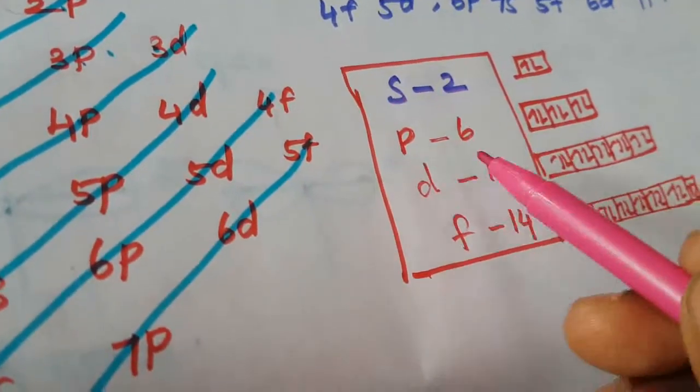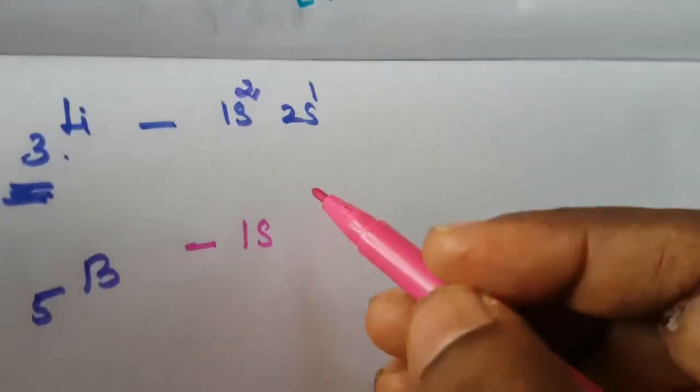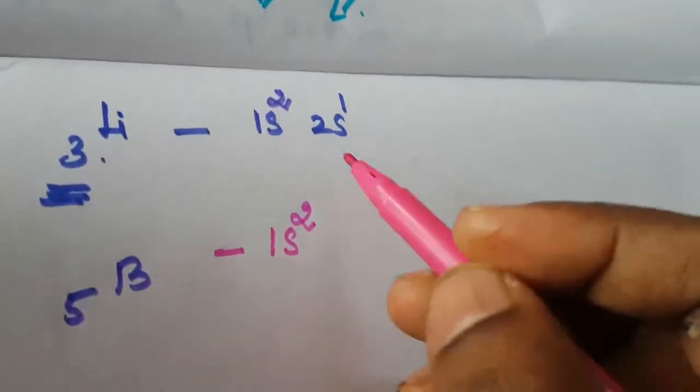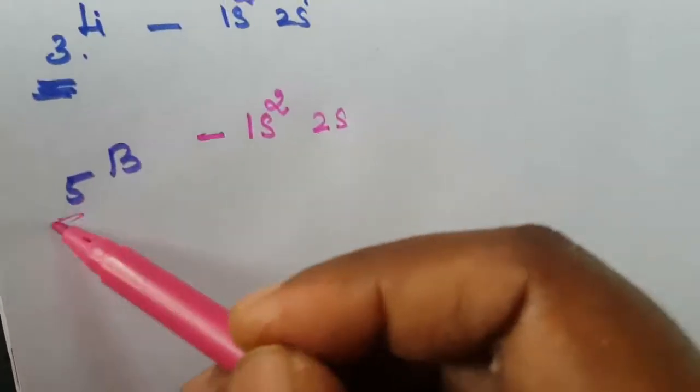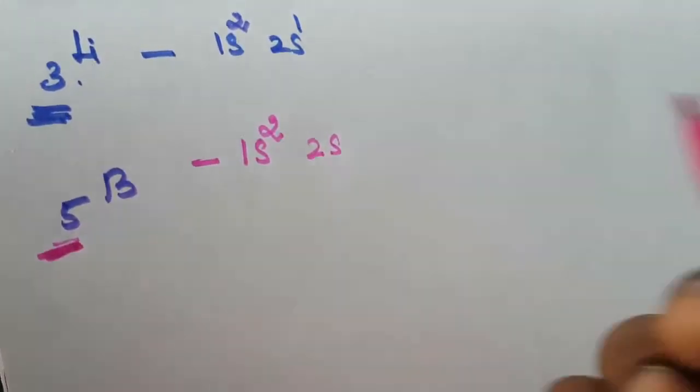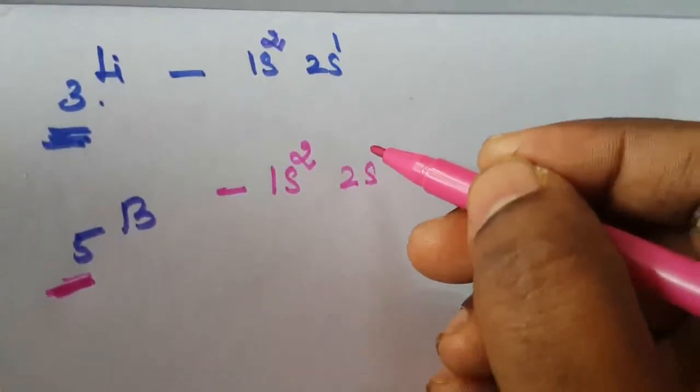S orbital 2, p orbital 6, d orbital 10, f orbital 14. The s orbital maximum has how many electrons? That is 2 electrons. Then the second one is 2s. Here 5 electrons are there, atomic number 5. 2 is already over. Again the s orbital maximum is 2 electrons.